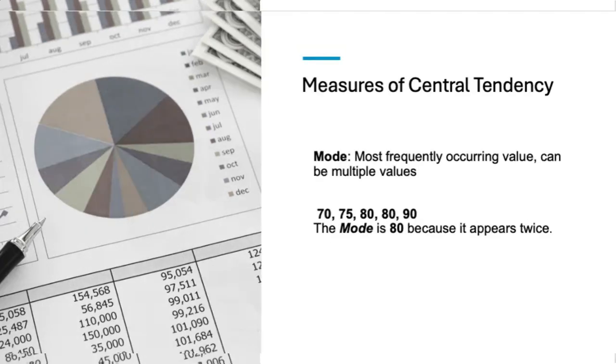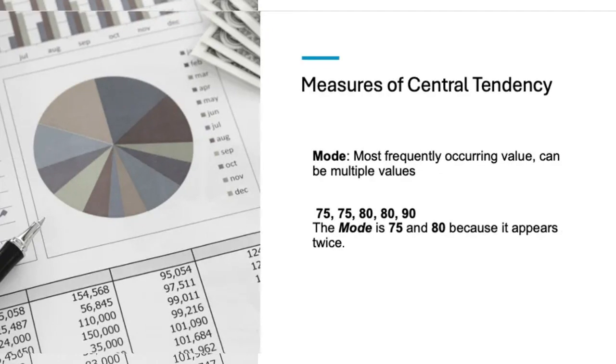Finally, the mode is simply the number that happens most frequently in the data set. As an example, in the set 70, 75, 80, 80, and 90, the mode is 80 because it appears twice. If no number repeats, there is no mode. If multiple numbers appear with the same highest frequency, then we can have more than one mode. So if there were 2 75s here and 2 80s, there could be 2 modes, 75 and 80.